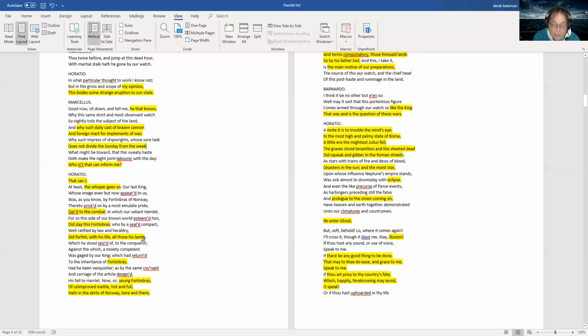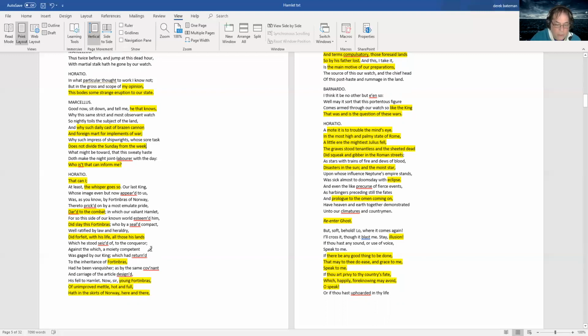We don't know the details here, but what we're getting is that there was a conflict between the king of Denmark and the king of Norway, Fortinbras. The king of Denmark won. Fortinbras was killed, and he had to give up land that now belongs to Denmark. There's a reason this is important, so bear with me.